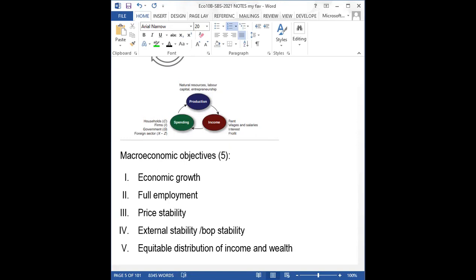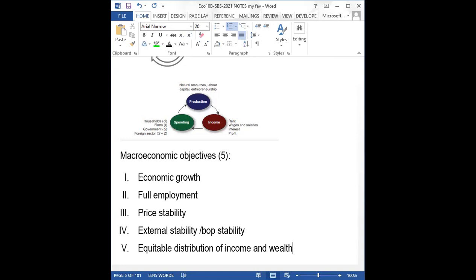So for those that will be advancing beyond this particular module, you are going to be meeting these objectives more often than not. In this module, you're going to be meeting them. In the next modules, you're going to be meeting them. So you're supposed to know what are the 5 macroeconomic objectives that an economy can be measured with. So if you want to assess any economy under the sun, you look at these 5 basic metrics: economic growth, full employment, price stability, external stability, and equitable distribution of income and wealth.